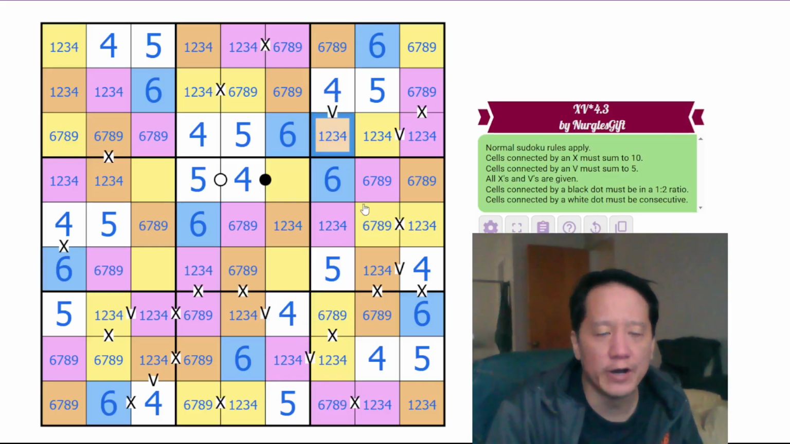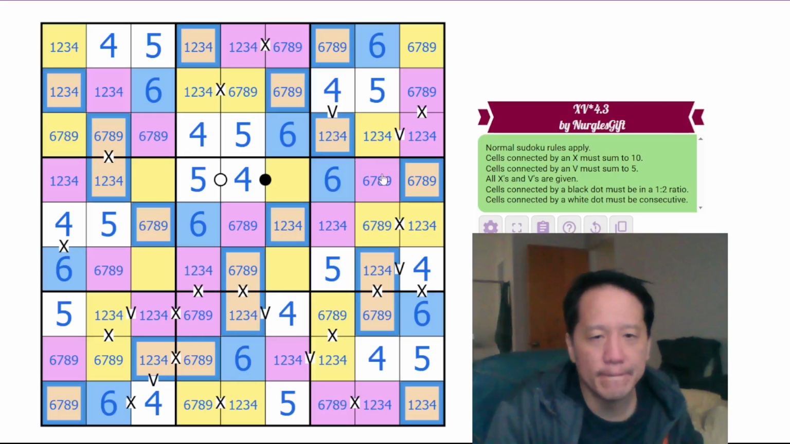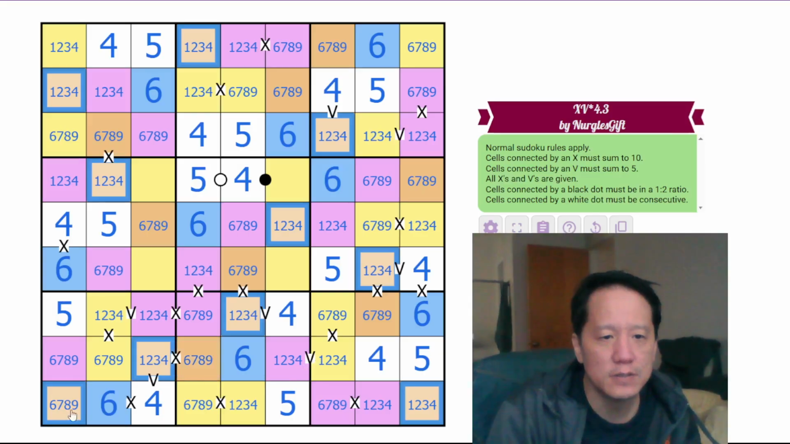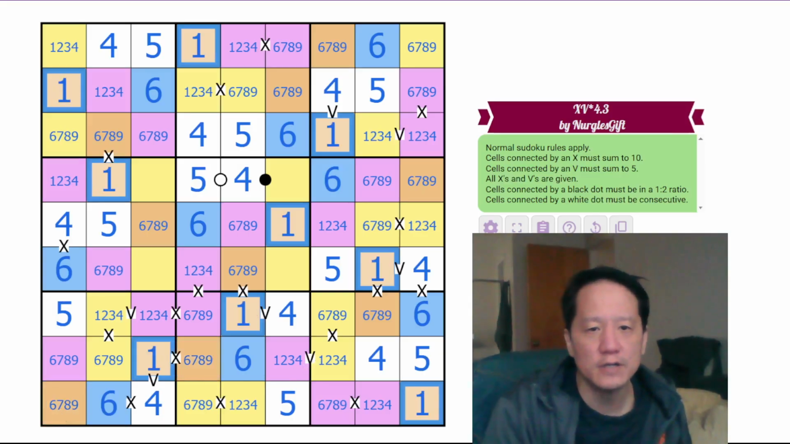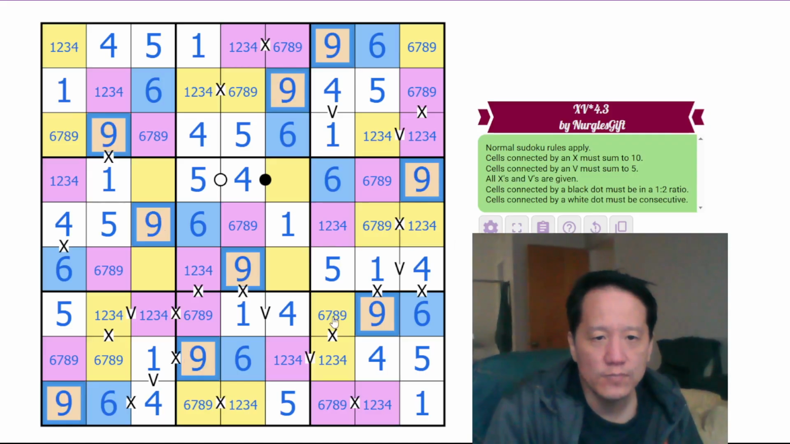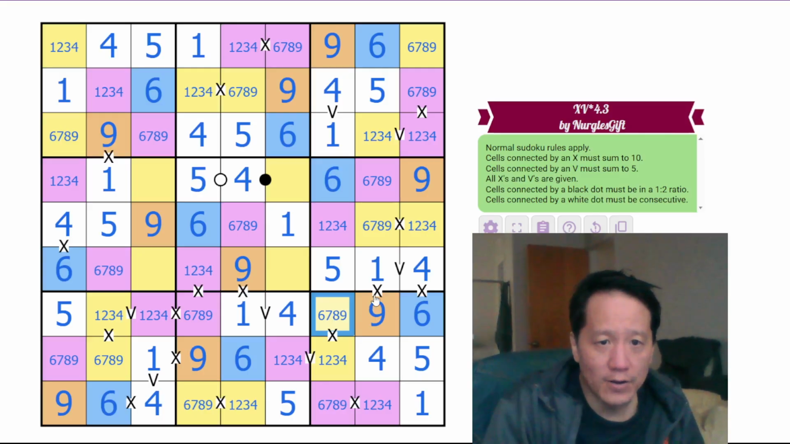And 4 and 1 add up to 5. So the low orange is 1. So these are 1. And we can remove the coloring to have all the high oranges be 9. Now, the yellow has to be 2 or 8 to be in a 1-to-2 ratio with 4. So that means the low yellows are 2.